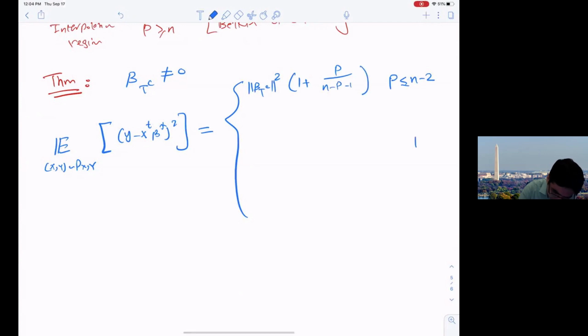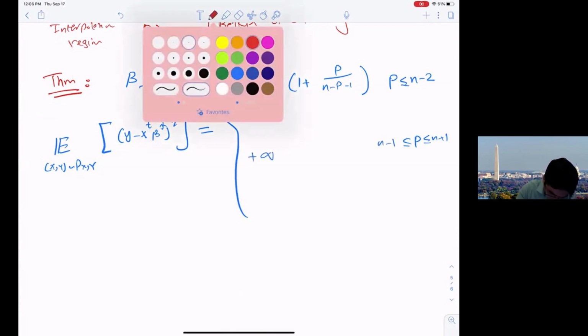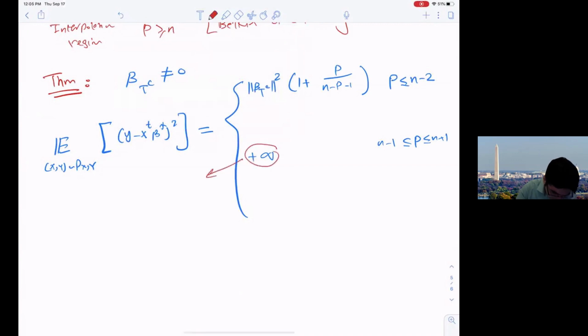All right, so if p is between n plus 1 and n minus 1, in fact, the error is infinity. And it's not a big deal. So the reason this is infinity is that your V-sharp matrix, I'm not going to go into the exact proof, but if you think about the inverse V-sharp matrix, X_T X_T transpose, the pseudo-inverse of this, in this regime, the expectation of this is infinity.